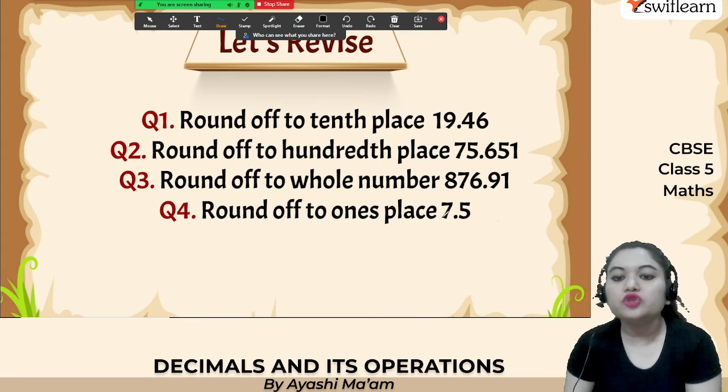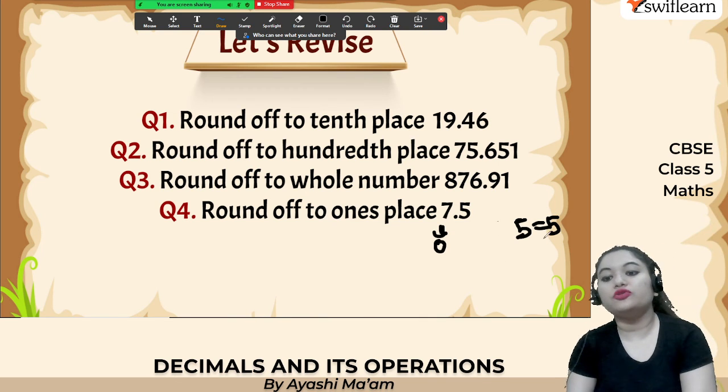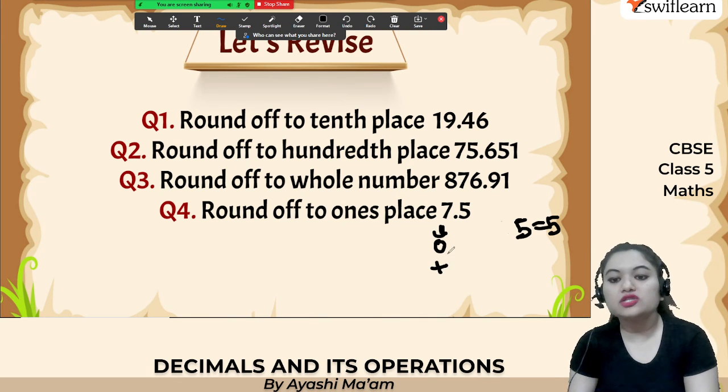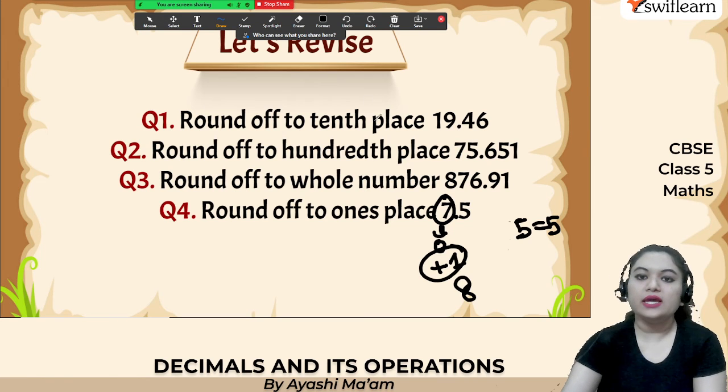Last one, round off to ones place. Okay, so ones place is this, and the digit next to it is 5. 5 is equal to 5. That's why we will do a plus 1 to this 7. We will do a plus 1 to this 7, and our answer will become what? 8, right? So the answer will be 8.